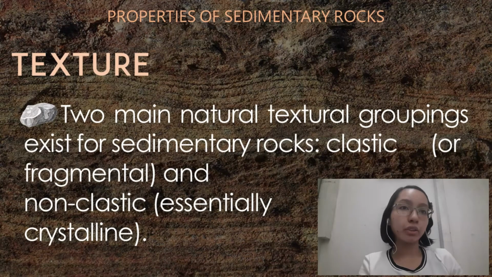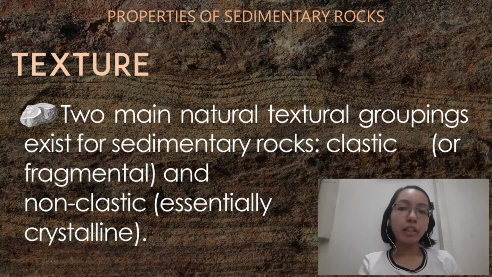So first is the texture. Sedimentary rocks have two textural groupings and they are clastic sedimentary rocks and the non-clastic sedimentary rocks. The clastic sedimentary rocks are composed of fragments or clasts of pre-existing minerals and rocks. So yung sa clastic, from fragments or piraso ng mga pre-existing rocks or minerals, nag-combine sila through mechanical weathering. Examples of clastic sedimentary rocks are breccia, conglomerate, sandstone, siltstone, and shale.